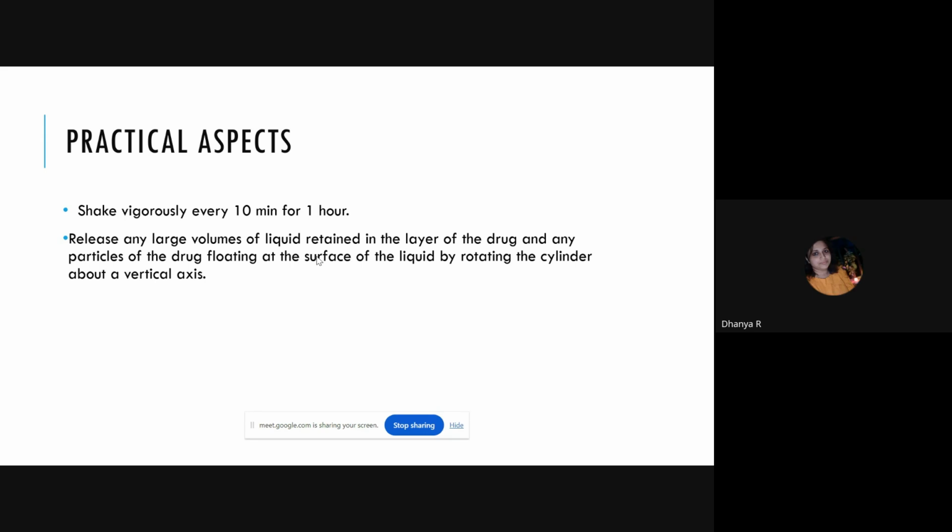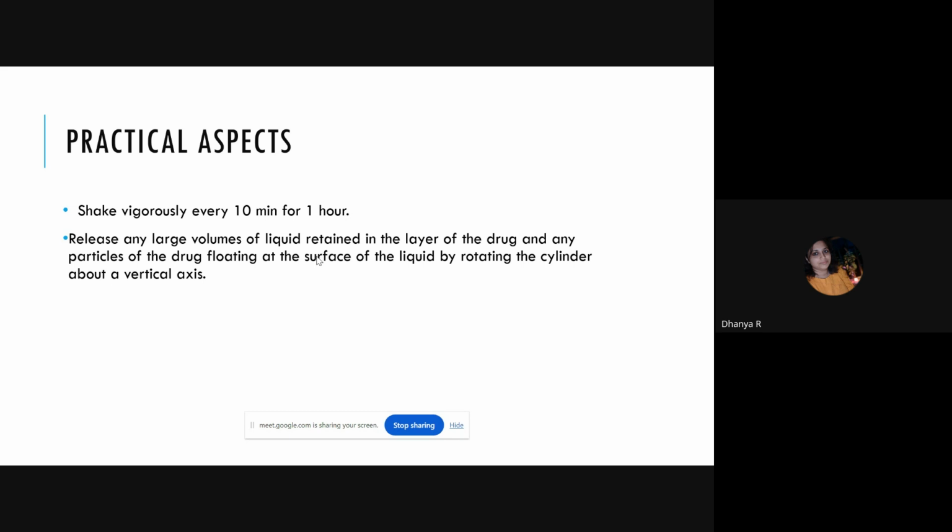Okay, madam. So shake vigorously every 10 minutes for 1 hour. You have to shake the bottle for the first 1 hour. You have to shake it. Shake this measuring jar in between so that all the sample settle down.